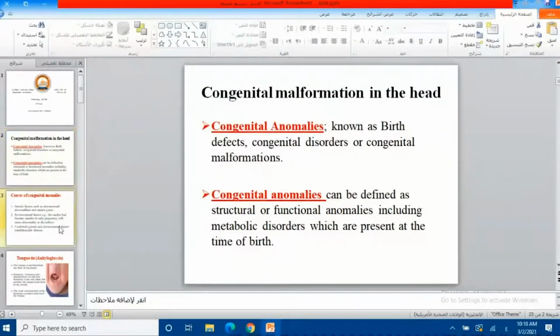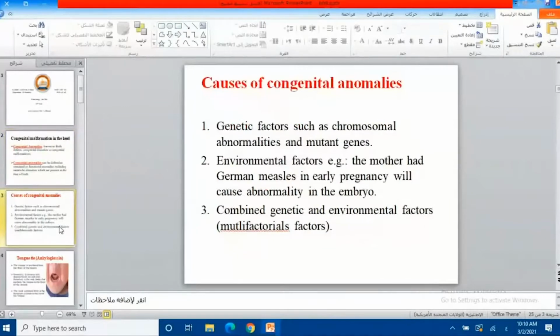So we said before that there are some causes for congenital anomalies, like genetic factors such as chromosomal abnormalities and mutation, or environmental factors like viral infection, bacterial infection, sometimes radiation. We can also say medication. Some kinds of medicines can affect the fetus. There are also combined genetic and environmental factors, which we call multifactorial factors. I mean, the genetic factor and environmental factors acting at the same time.